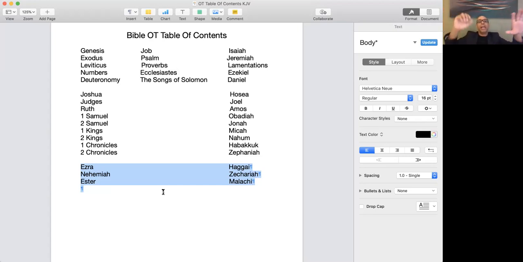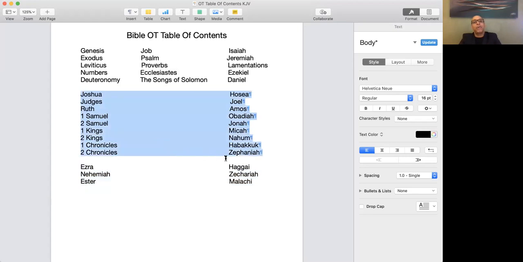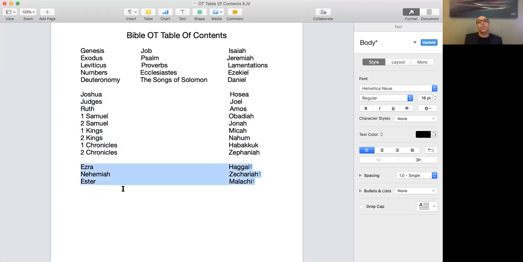So the pre-exile history books were the history that happened before the exile. Hosea, Joel, all of them were the prophets happening during the same time. The post-exile books, your Ezra, Nehemiah, and Esther, were those historical books happening after the exile, and the prophets prophesying after that exile were Haggai, Zechariah, and Malachi. Shout out to my nephew Malachi.